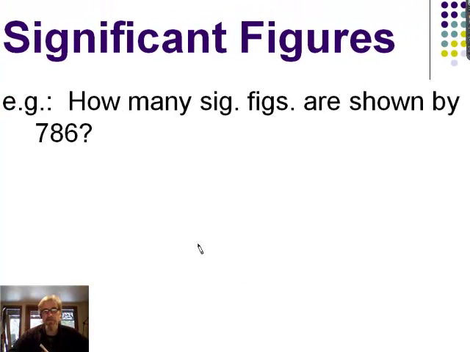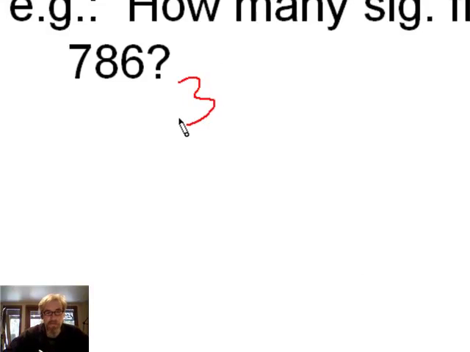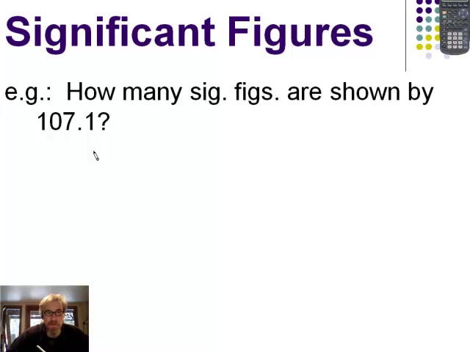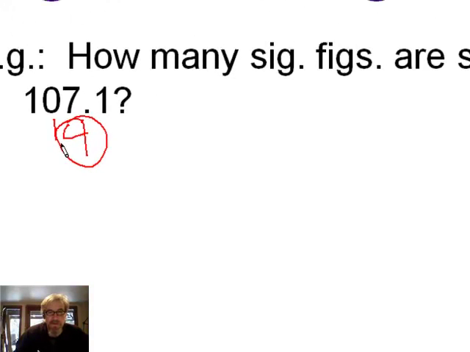Let's apply these rules and try to figure this out. How many significant figures are shown by this number, 786? Well, these are all 3 non-zero digits, so that means there are 3 significant figures. How about this, 107.1? Well, here I've got a 0, but that 0 is not to the left of the first non-zero digit, nor is it to the right of a non-zero digit but to the left of an implied decimal point. So that makes it significant. Along with the non-zero digits, that gives me a total of 4 significant figures here.